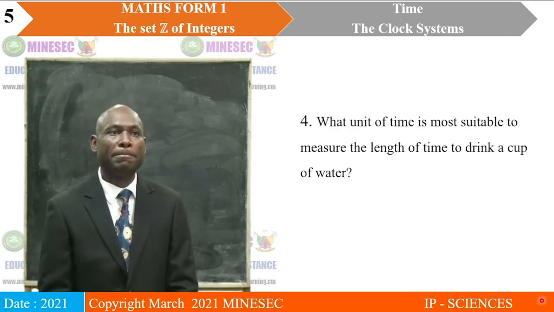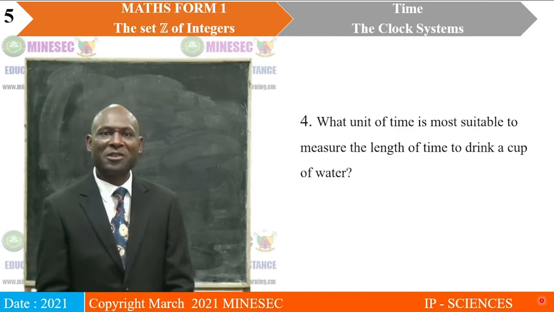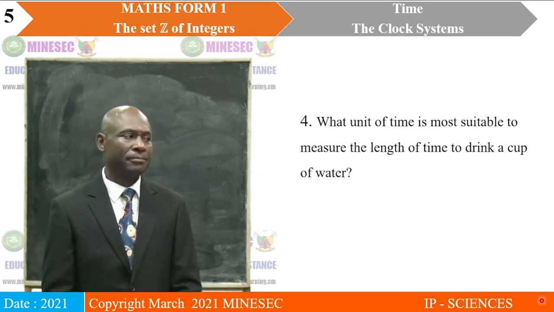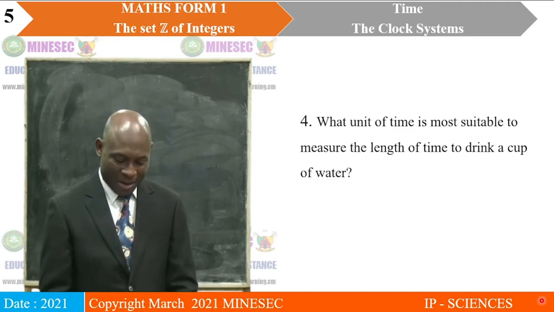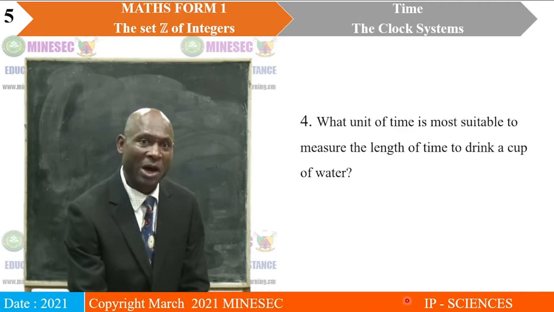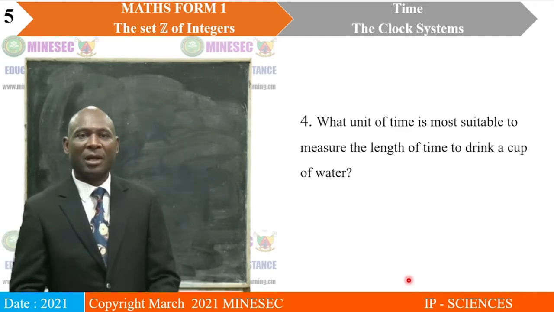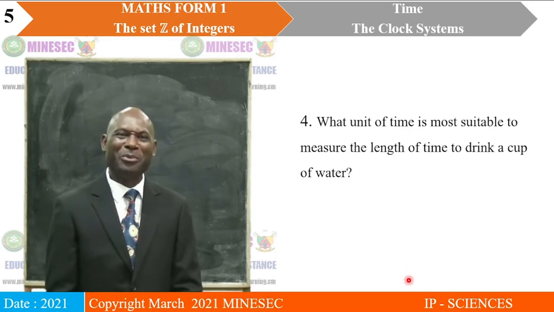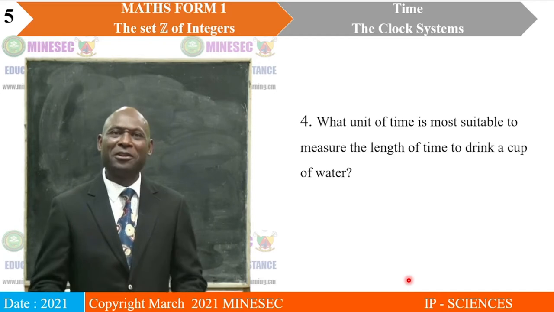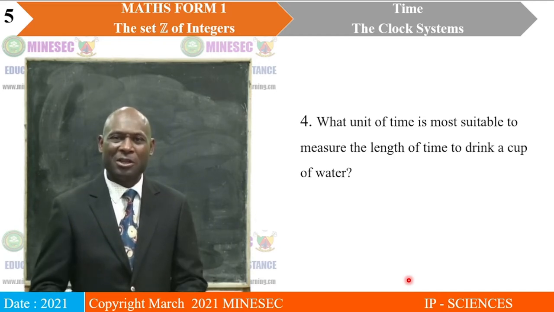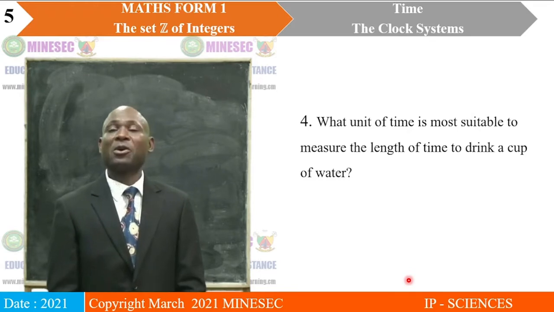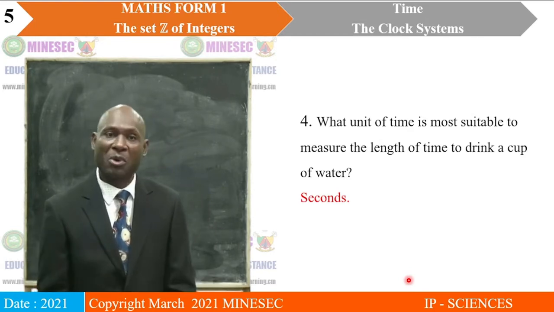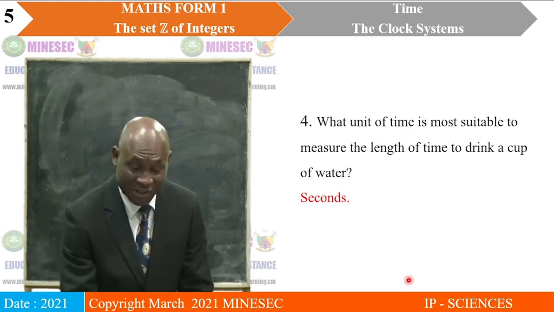Question number 4. What unit of time is most suitable to measure the length of time to drink a cup of water? The duration, as we saw in our real life situation, is in seconds. As you blink your eyes, we can imagine it as a second. So I think we can measure the duration of time to drink a cup of water in seconds. It will be too long to be using minutes. So seconds can most probably be used to measure the length of time to drink a cup of water.